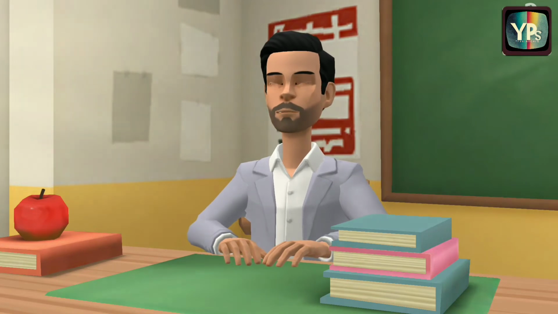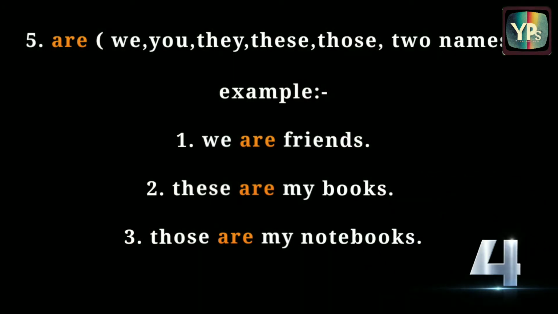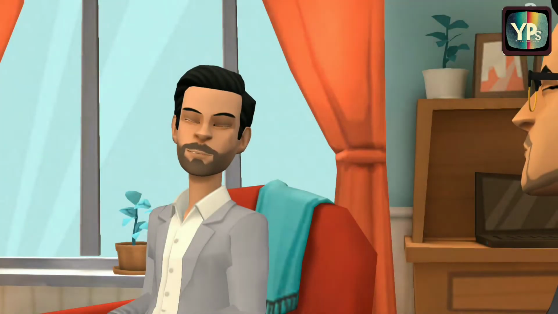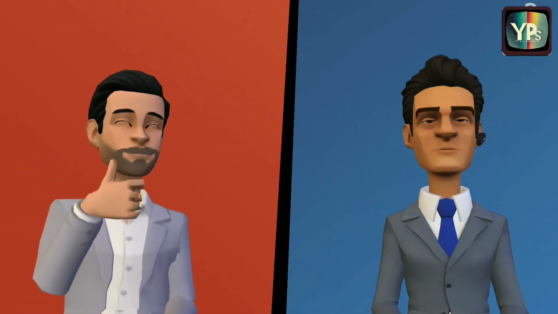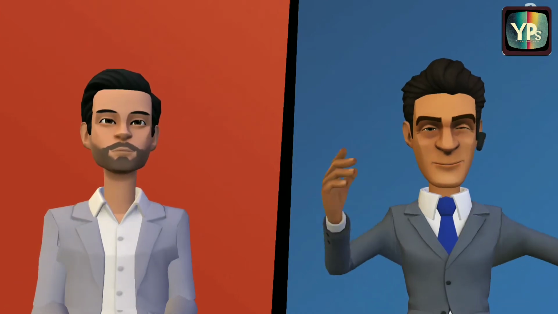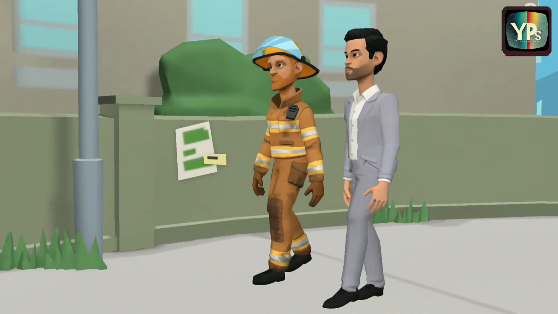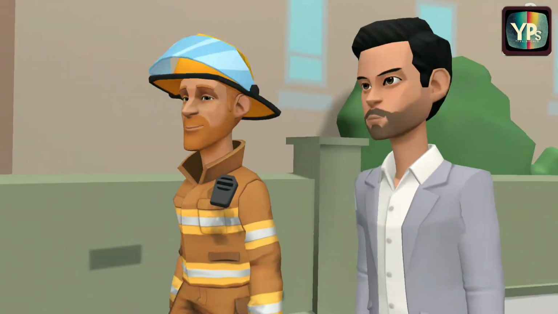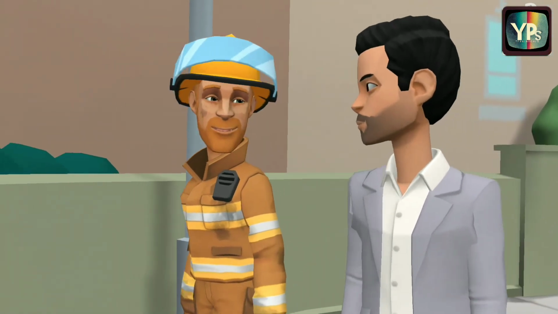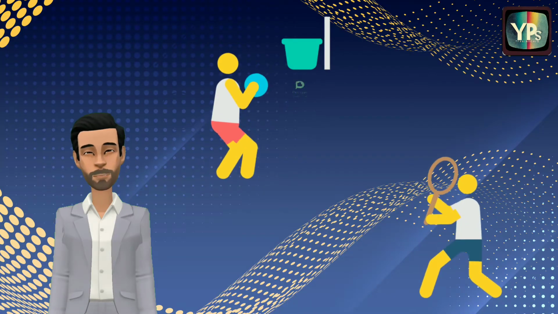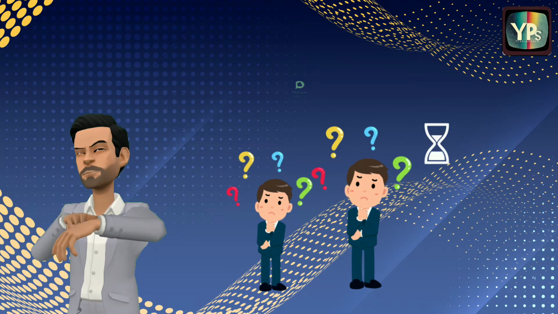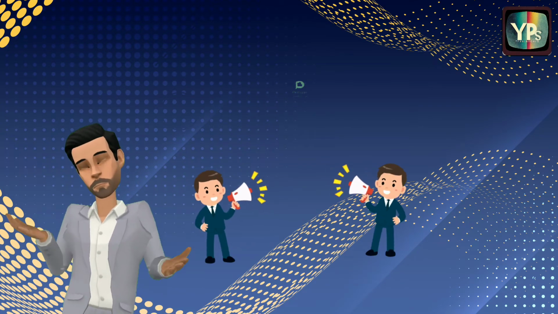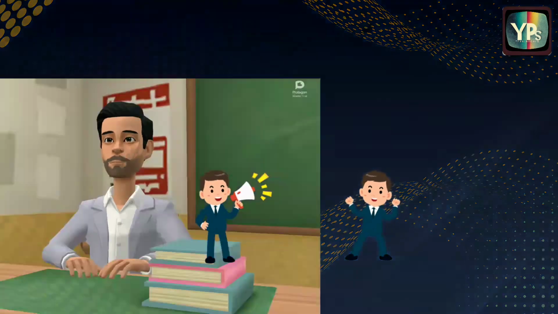Next helping verb is are. We are friends. We are at home. You are my classmate. And you are my best friend. We are walking on the footpath. Yes, we are. Are you a fireman? Yes, I am. They are playing. They are waiting. We are footballers. Are they fighting? No, they are not fighting.